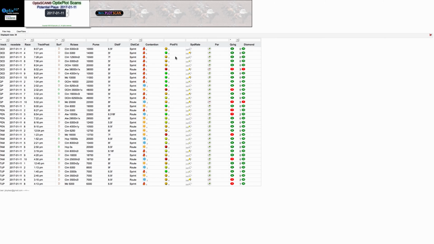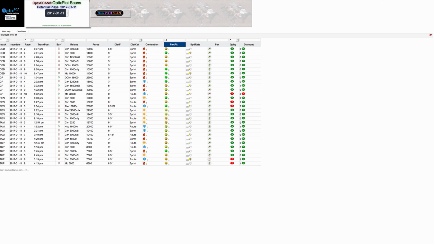What I like to do is start with the plot fit. And I want a plot fit that's not red. The way I filter out the reds is you can see the little numbers next to each of the circles. In the case of reds, it's either 2, 3, or 1. So anything greater than 3 is going to do the job here. And I filtered out all the red plot fits.